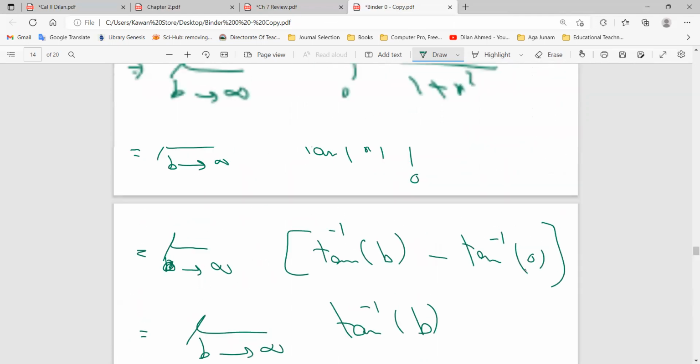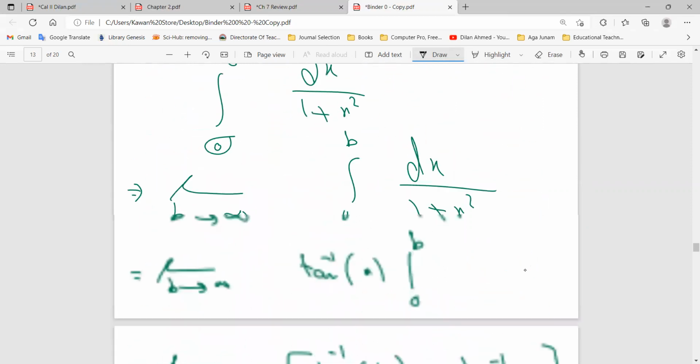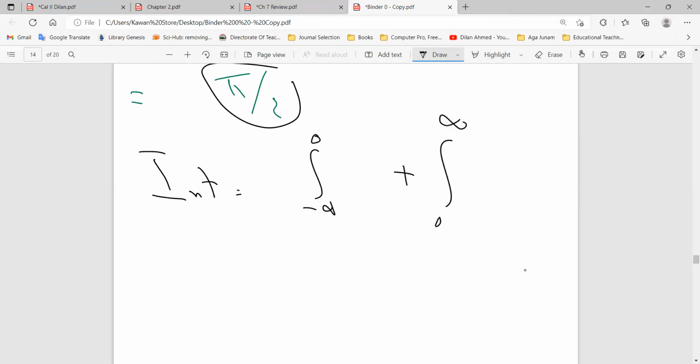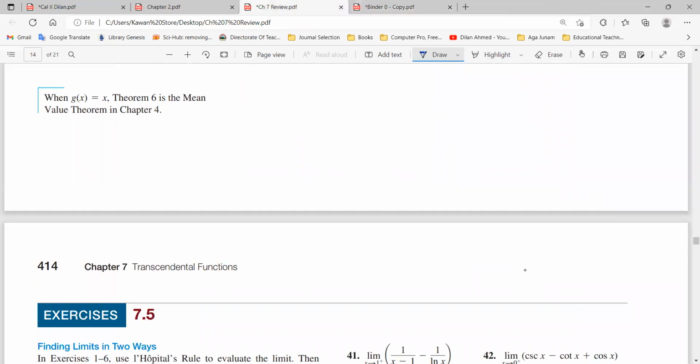Why pi over 2? Look at the graph. We are going to infinity, and the graph is going to where? The graph is going to here. Here it is pi over 2 on the y axis. So that's why we say the result is equal to pi over 2. And you know the integral is equal to the part from minus infinity to 0 plus the part from 0 to infinity, right? So it will be pi over 2 plus pi over 2, and I'll get pi. So this is the second one.